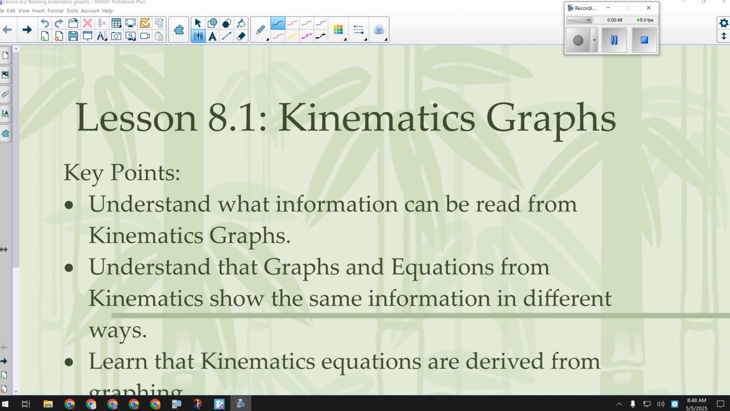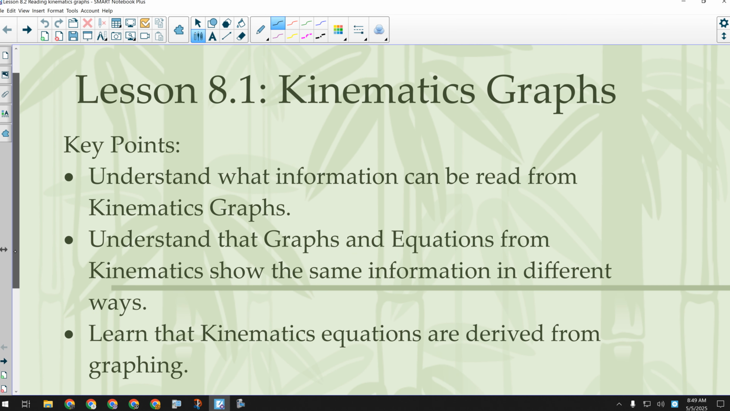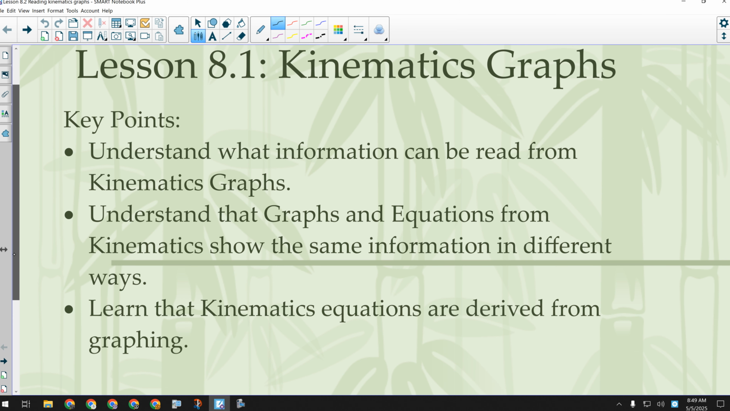All right. So what we need to understand today: what kind of information can be read from the two kinematics graphs we just talked about, position versus time and velocity versus time. Understand that graphs and equations, so all the formulas on your formula sheet, are derived from the same place. They come from the same place. They just show data or manipulate data differently.